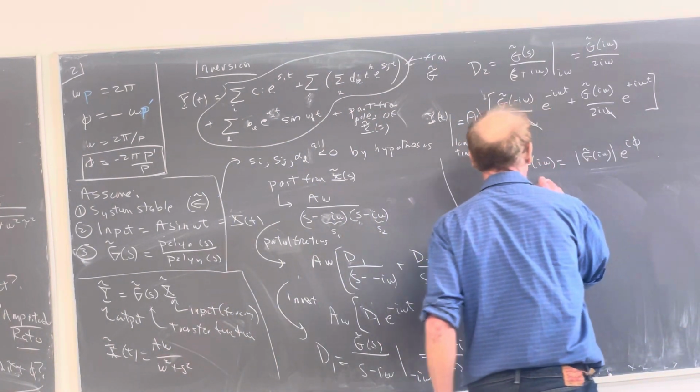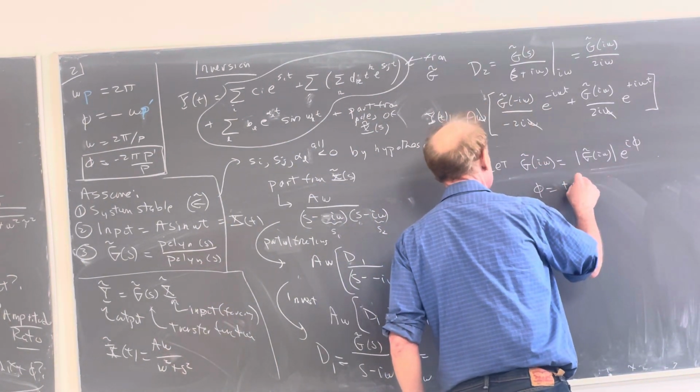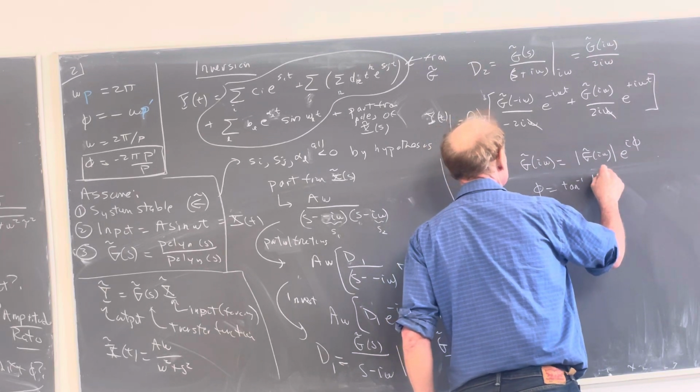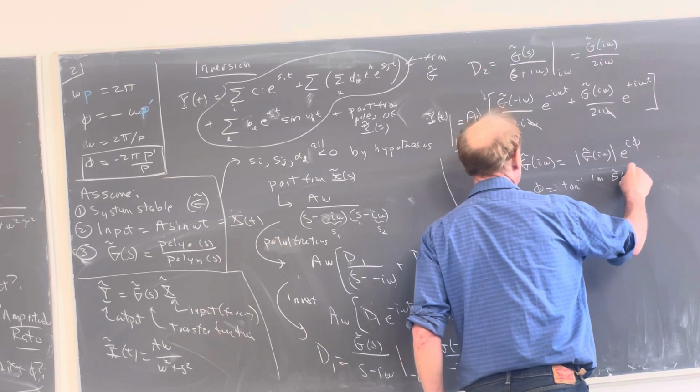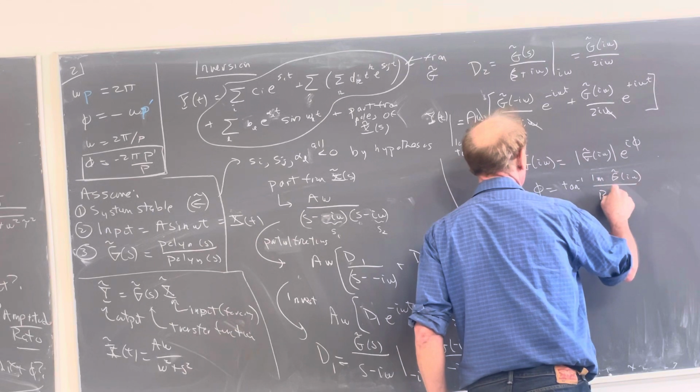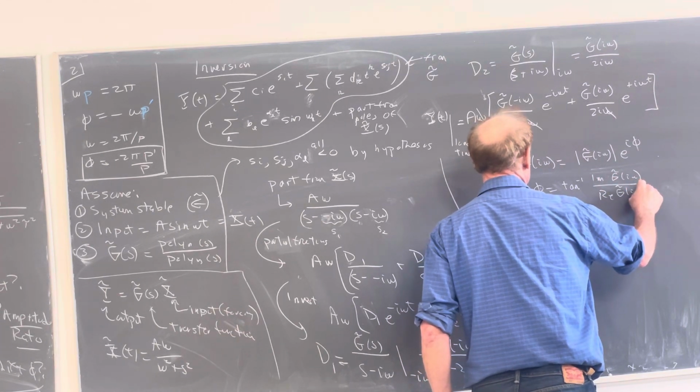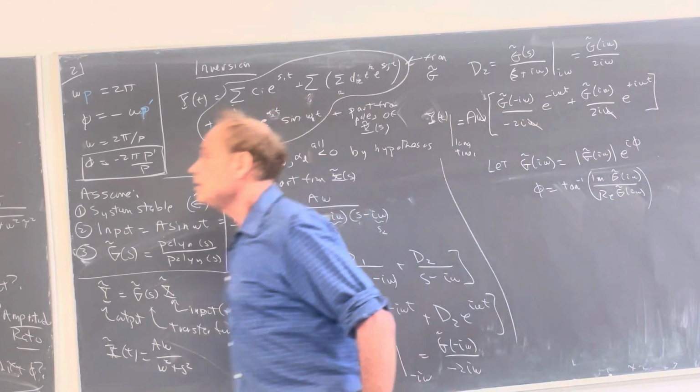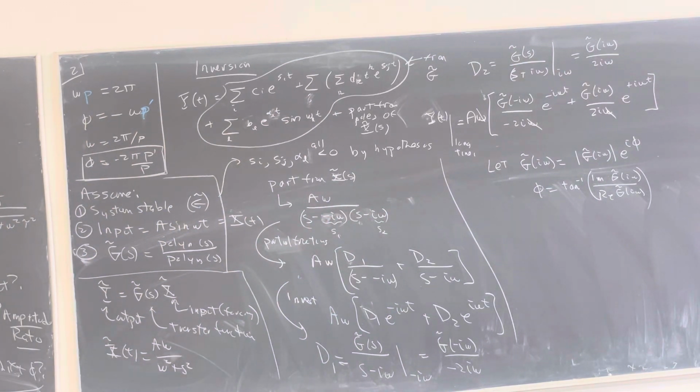Where phi is the arctangent of the imaginary part of g tilde of i omega over the real part of g tilde of i omega, because phi or theta is the arctangent of y over x. Y is the imaginary part, x is the real part.